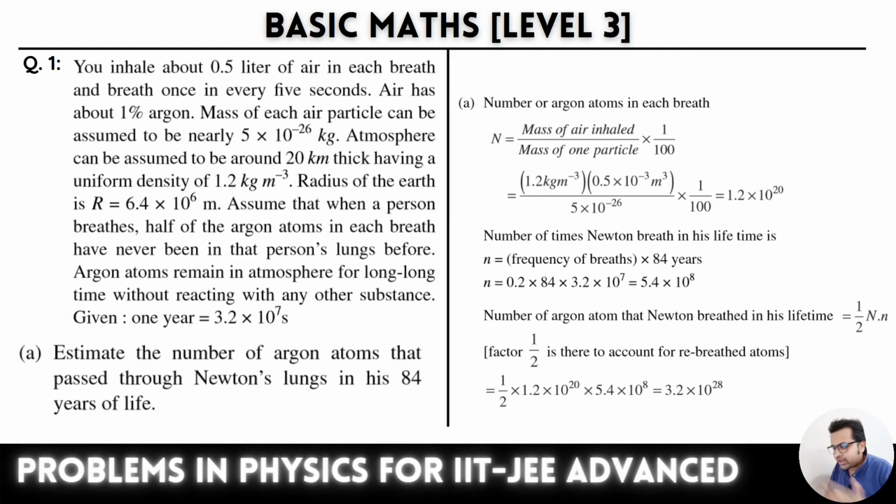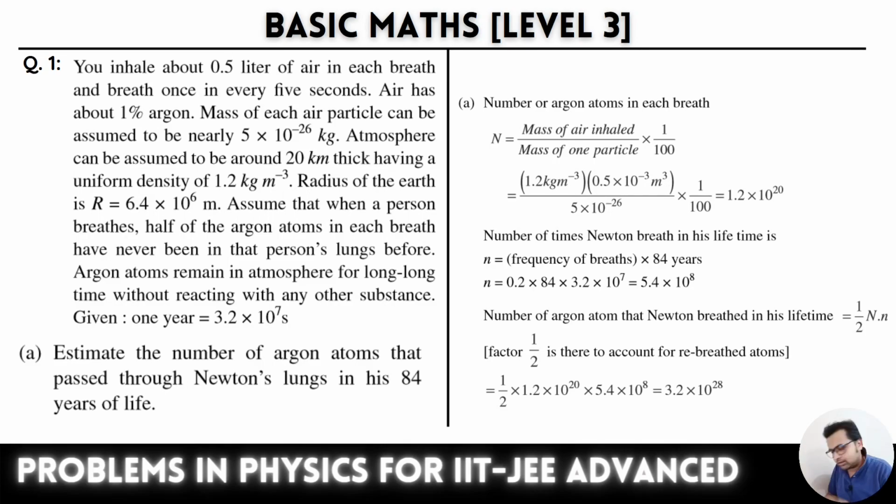So 5 into 3.2 into 10 to the power 7 is the number of breaths in 1 year. If we multiply by 84, we get the number of breaths in 84 years. And if we calculate the number of argon atoms in one breath and multiply it with that number, we get the total number of argon atoms inhaled by Newton during his 84 years of life. I hope the approach is very clear. So let's solve the problem.